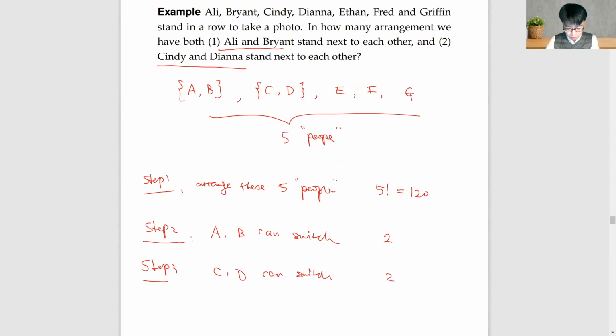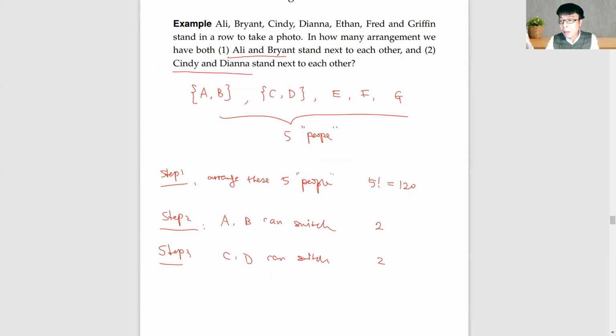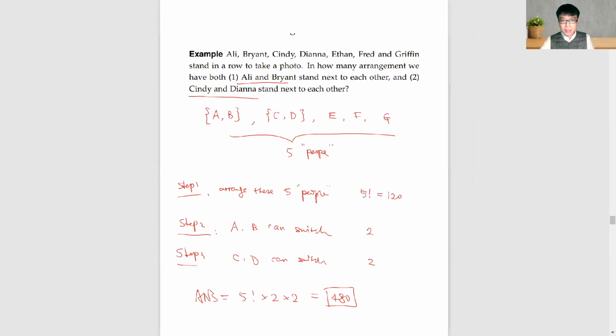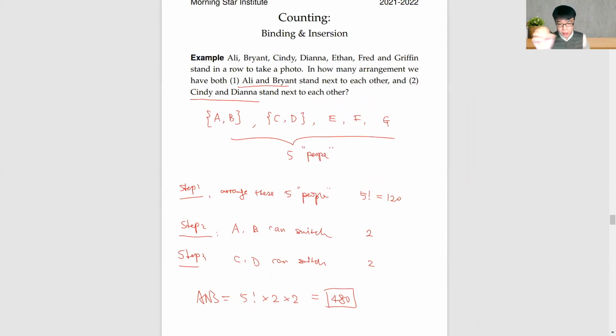That corresponds to 2. So let's apply the multiplication principle again. If we go through these 3 steps, the arrangement is determined. So by the multiplication principle, the answer equals 5 factorial times 2, which gives 480. So there are 480 valid arrangements. That's our binding. Here I'm showing binding A, B together, C together. They are considered as a group, a special person. This is binding, very natural.